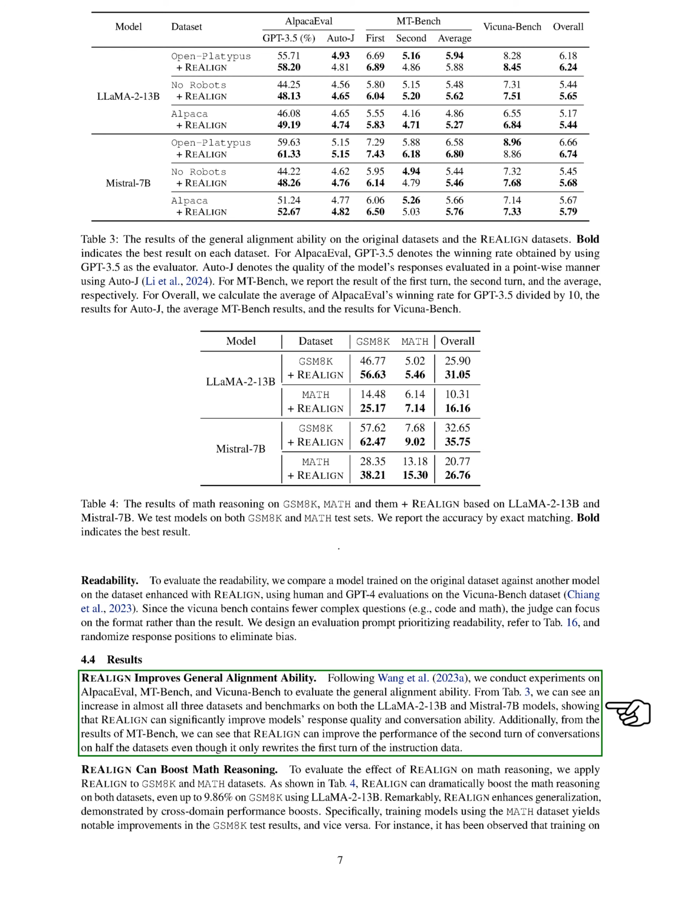Notably, the results from MT Bench reveal that REALIGN can also improve the performance of the second turn in conversations for half of the datasets, despite only rewriting the first turn of the instruction data.